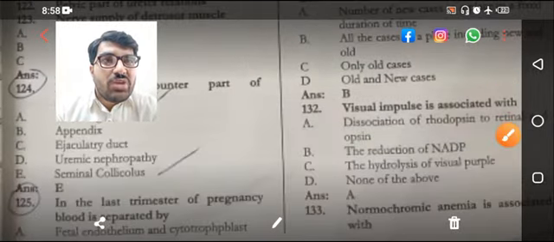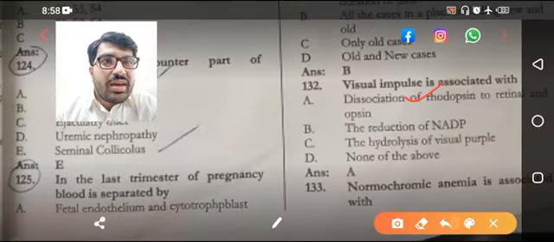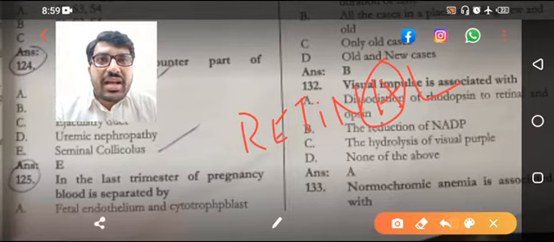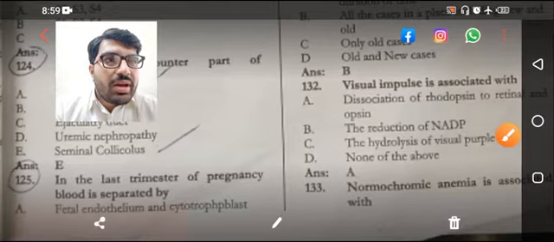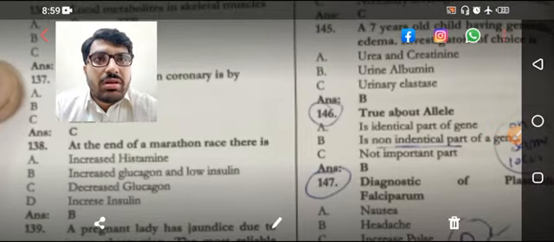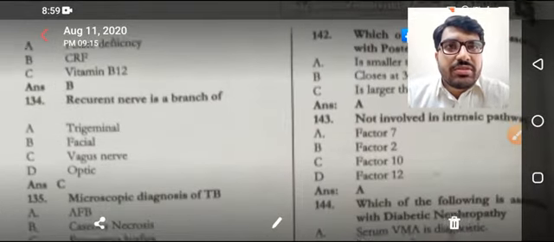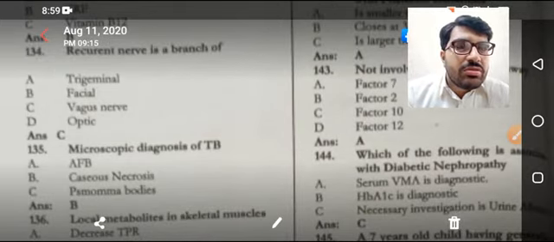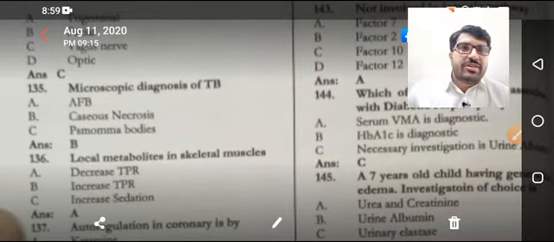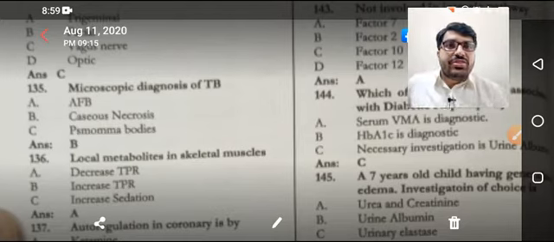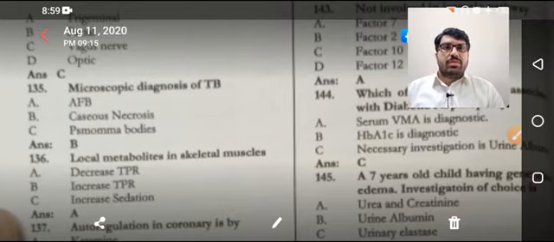The key is right. Visual impulse is associated with vitamin A, the A option is right. It is retinal. The answer is vitamin A, also known as retinaldehyde. Normochromic anemia is associated with, coming next, CRF discussed. Recurrent laryngeal nerve is a branch of vagus nerve. Simple. Microscopic diagnosis of TB, that is caseous necrosis. Caseating granuloma or the caseous necrosis, that is the microscopic diagnosis.